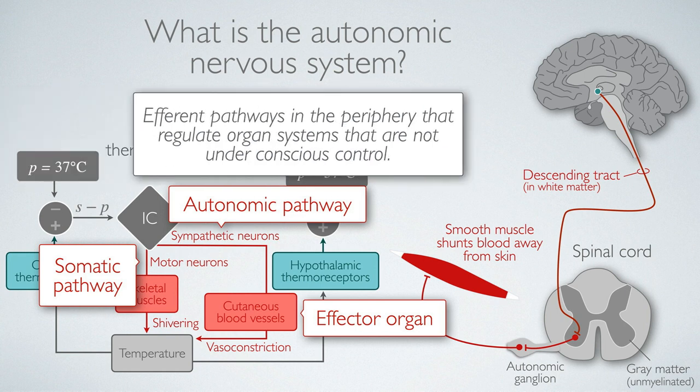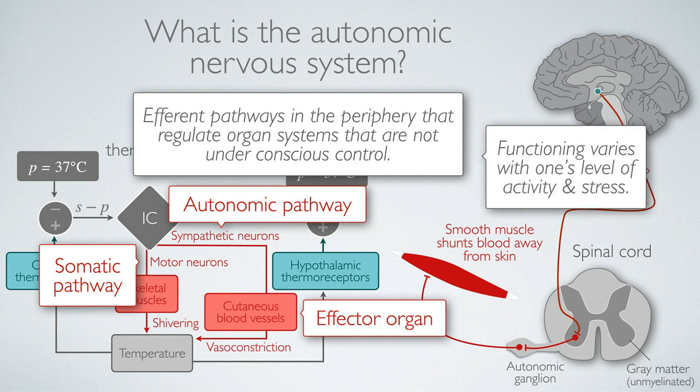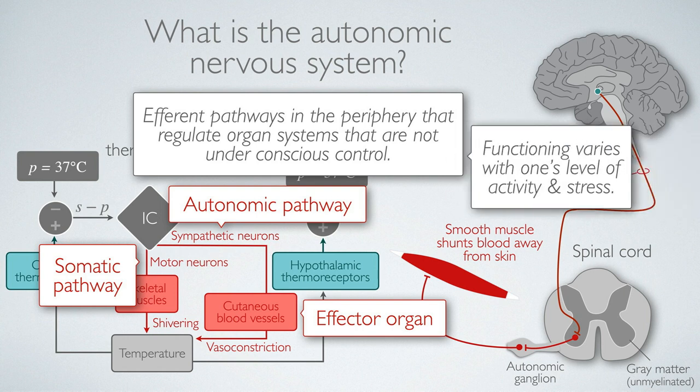Efferent pathways, so the autonomic nervous system includes efferent pathways in the periphery, so not the central nervous system, in the periphery that regulate organ systems that are not under conscious control. Okay, so that excludes the somatic pathway. All of the autonomic pathways are not under conscious control. Among the three pathways, they're recruited depending on your body's level of activity and stress.